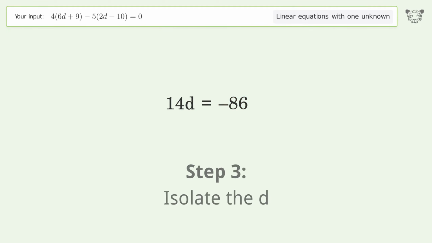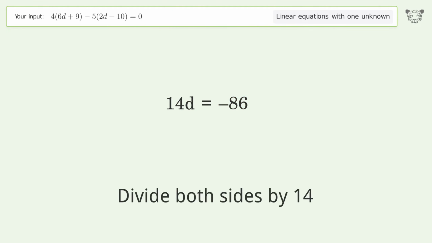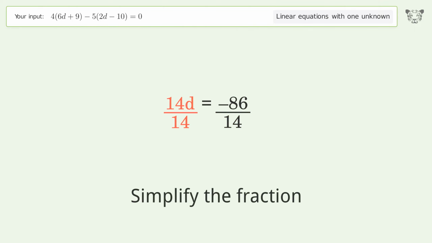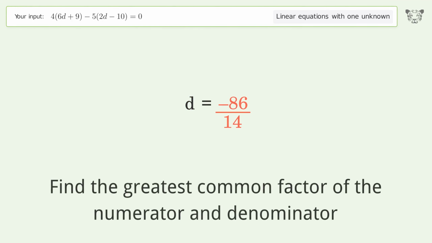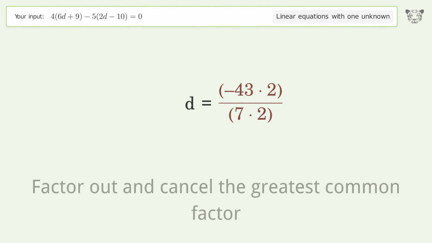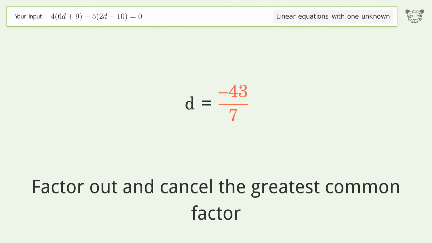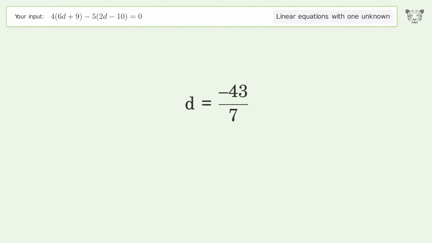Isolate the d. Divide both sides by 14. Simplify the fraction. Find the greatest common factor of the numerator and denominator. Factor out and cancel the greatest common factor. And so the final result is d equals -43/7.